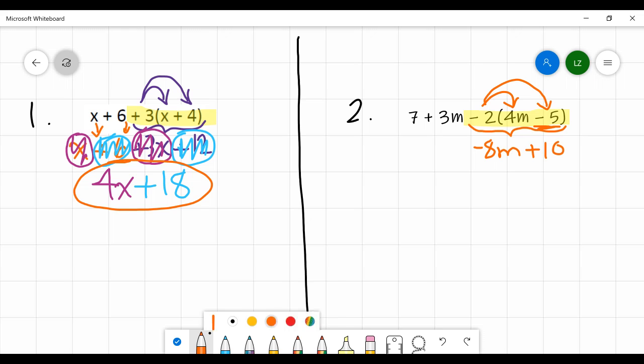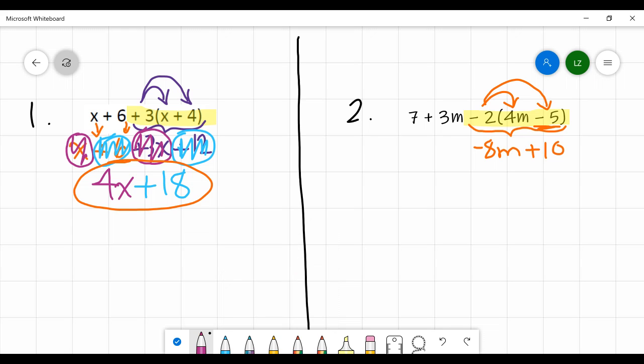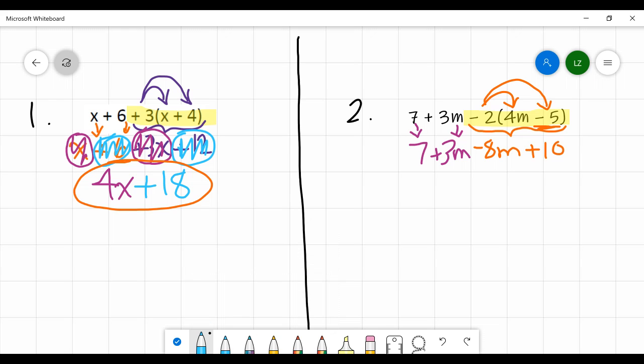That will make your life much easier down the road if you go ahead and apply those signs as your operations. All right, now drop everything else down that's left over because we took care of the parentheses. So I have 7 plus 3m minus 8m plus 10. All right, so all I have to do now is combine my like terms. So I'm going to start with my variables.